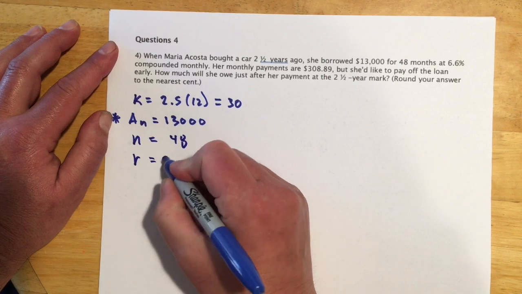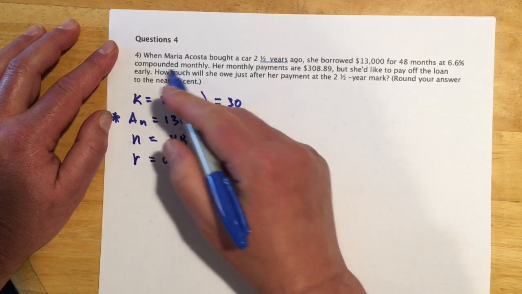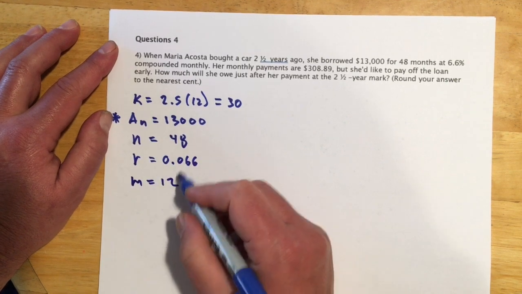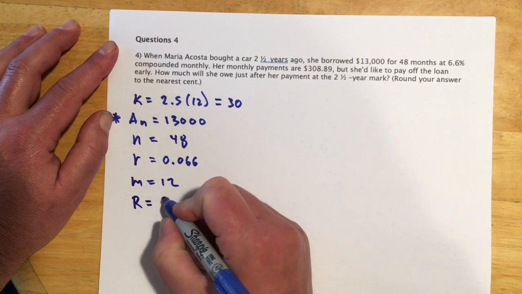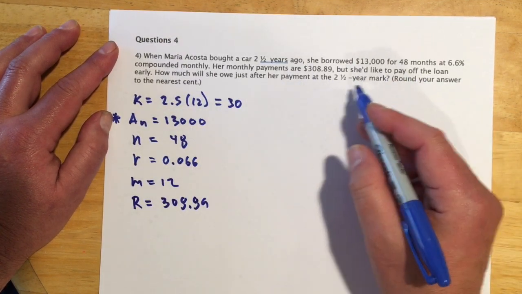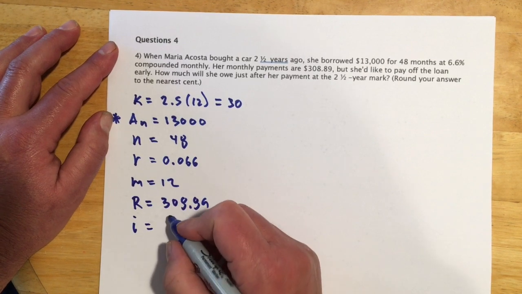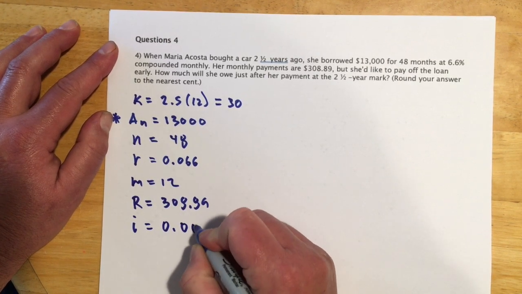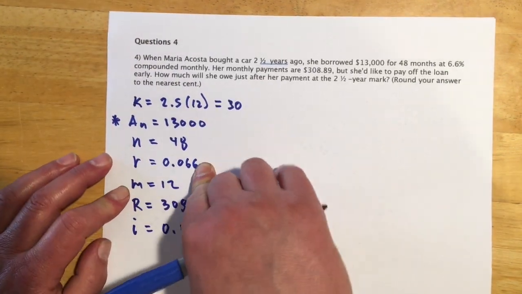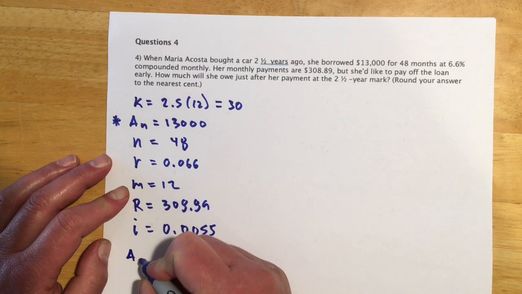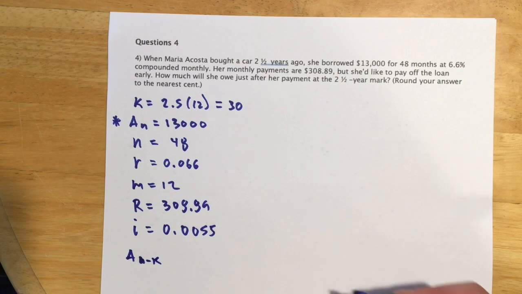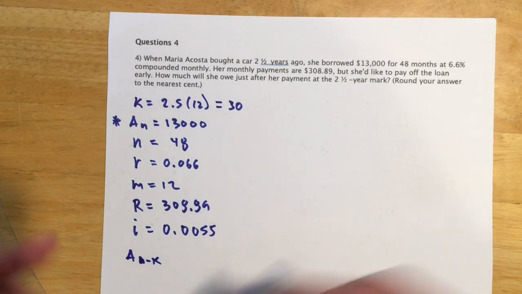Rate 0.66, and then again M was monthly, so that will be 12. Payments right there are $308.89, and then what else do we need? We need little i, and so that's going to be 0.0055. And that was just doing rate over compounding periods. And then last, we are solving for A sub N minus K. So that's that unpaid balance. So again, I'll cut away, set all this up, and then come back.